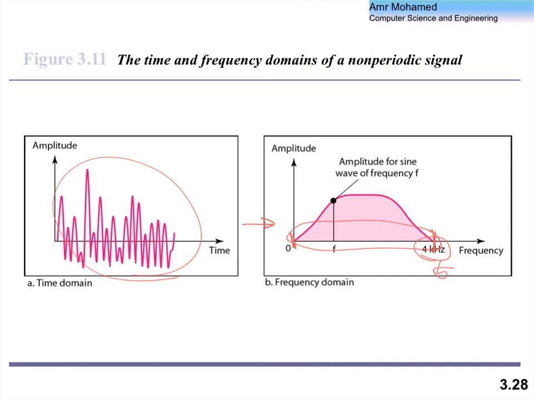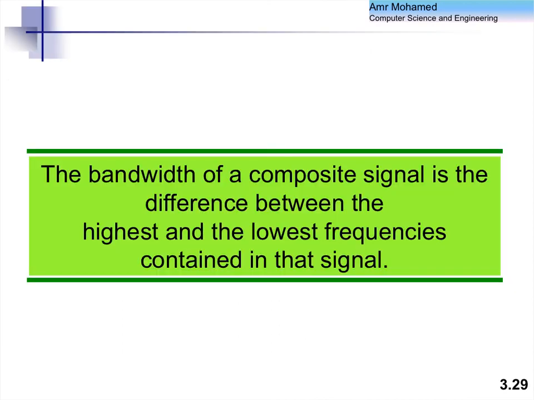And of course, we've heard before about bandwidth, right? We defined bandwidth in 455 and stuff, but we defined it in higher layers. From the physical layer point of view, the bandwidth is the highest frequency minus the lowest frequency. So, the bandwidth of a composite signal is the difference between the highest and the lowest frequencies.